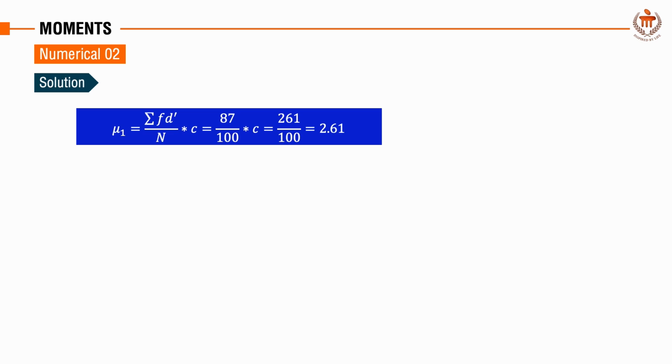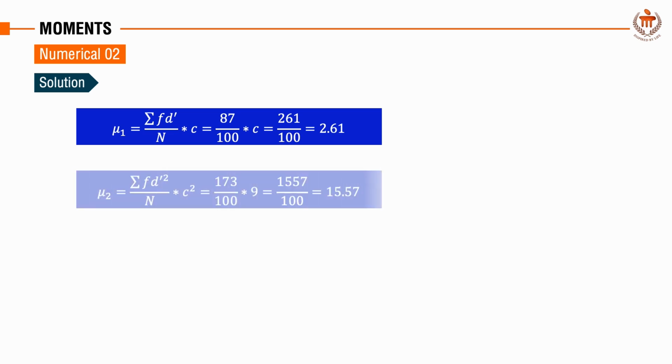When we see the class width according to this class, the class width is 3. So the sum of fd is 87, c is 3 and N is 100. So 87 into 3 is 261. 261 by 100 is 2.61.